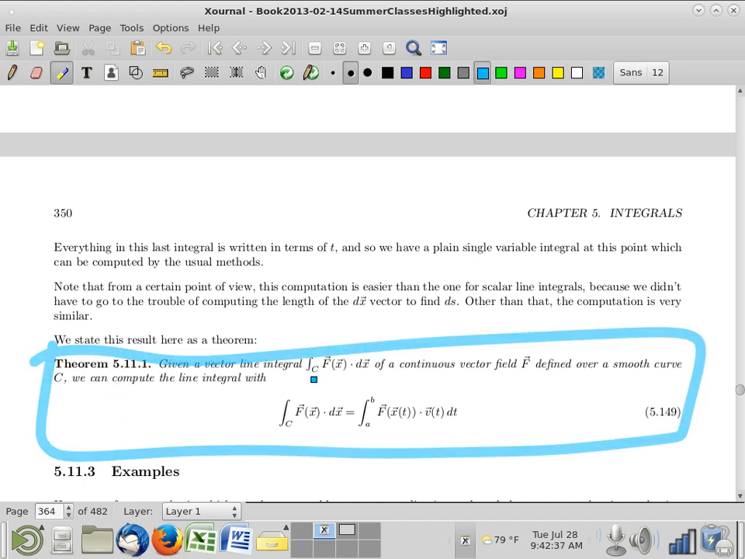If you want to compute a vector line integral, parameterize the curve, compute like so. That's how you compute it. Let me pause on this for a second. Does anyone have any questions about that?